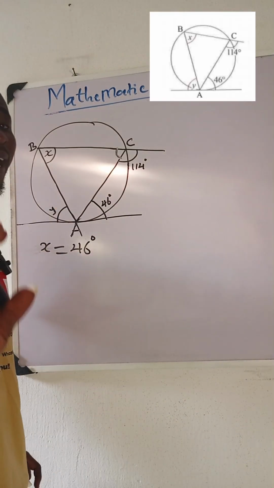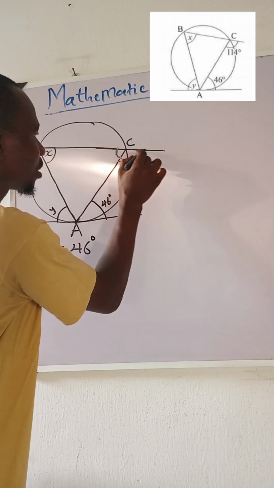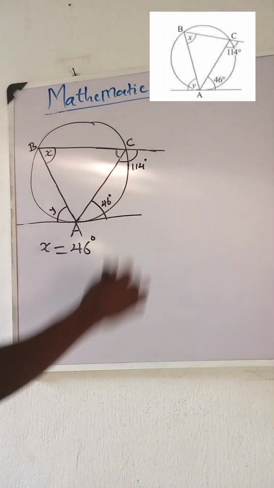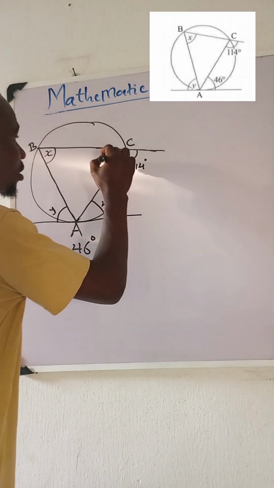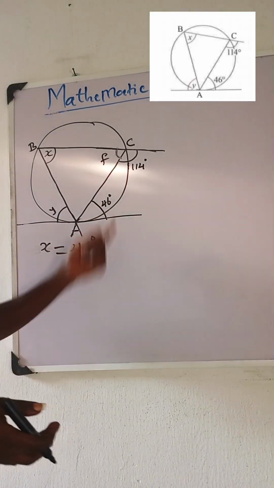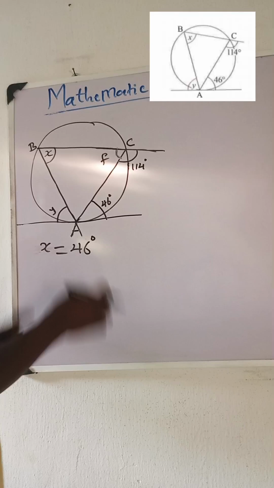Applying the principle of angles on a straight line. Consider this as a straight line here. The angles on this straight line are this angle and this angle. So let's call this angle F. Okay, so I will need to find angle F. If I get my angle F, it is going to be equal to angle Y.